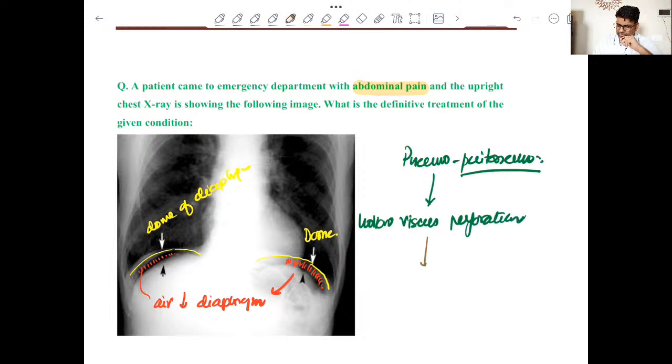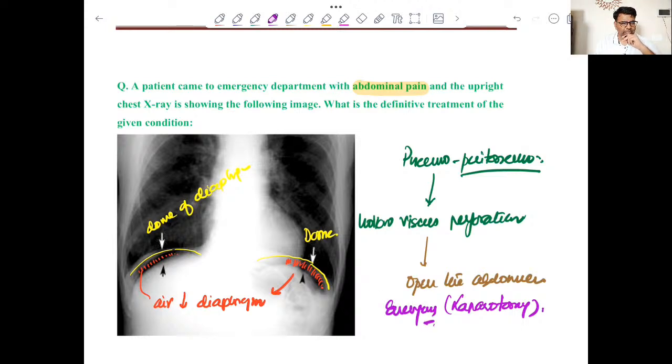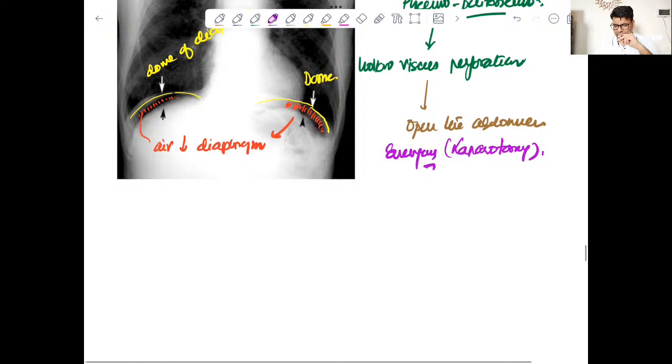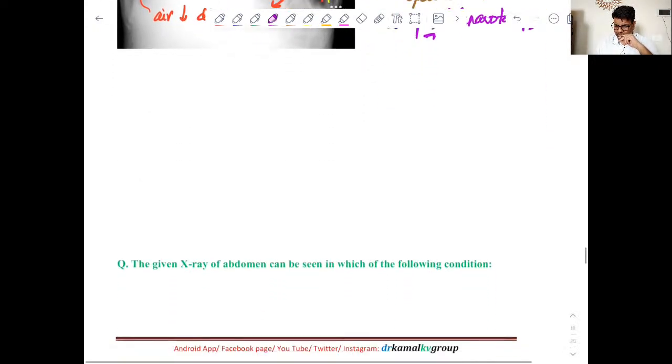So what you need to do? Open the abdomen immediately, right? And this is known as laparotomy. Okay, so this is laparotomy. Clear? So this is an emergency actually. If you don't address it, it can lead to perforation peritonitis, because whatever the gut content leaks out is very irritating for the peritoneal cavity, so that leads to perforation peritonitis, right? So this is a classical case, and usually we see it with ulcer perforation, but it can be with typhoid as well.